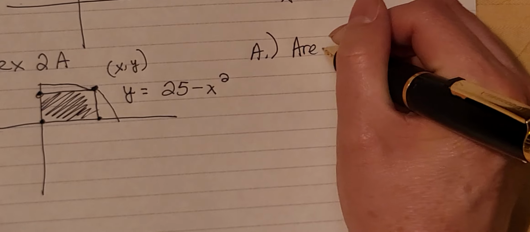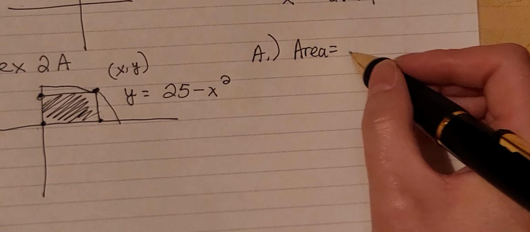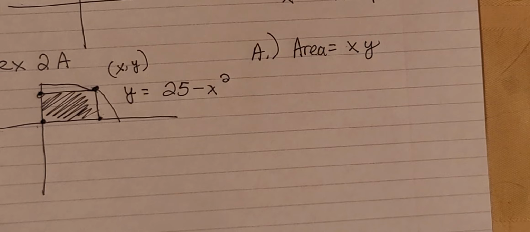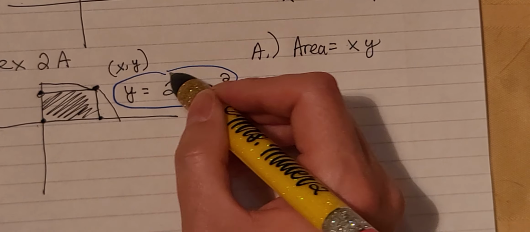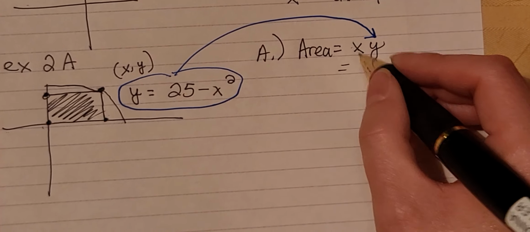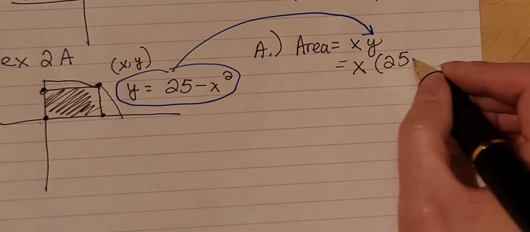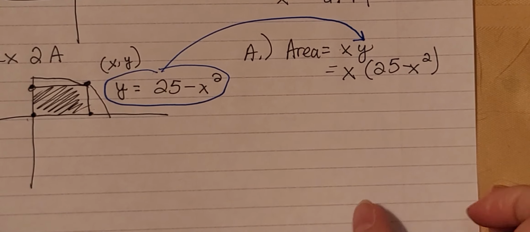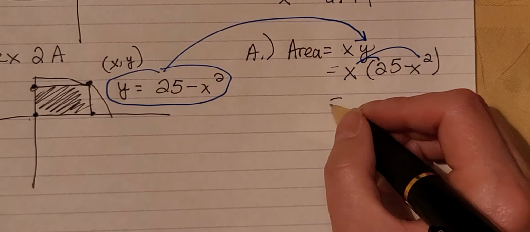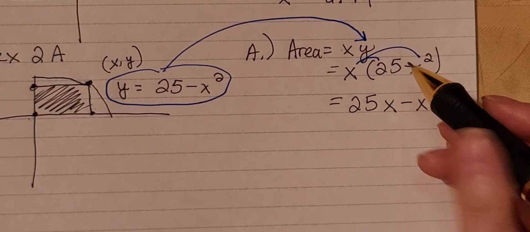Question A says to express the area A of the rectangle as a function. Area of a rectangle is length times width, so your length and width would be x and y. We're going to leave x as x, and then take this equation and plug it in for the y. So this x carries down, and y is going to be 25 minus x squared. Then all I need to do is distribute this x out. So we get 25x minus x to the third, and that is the answer for the area.